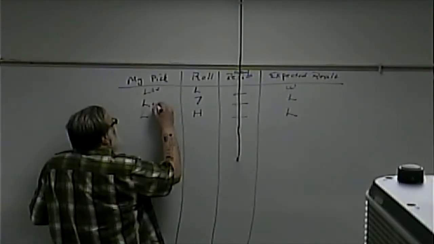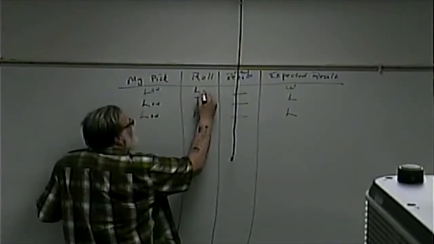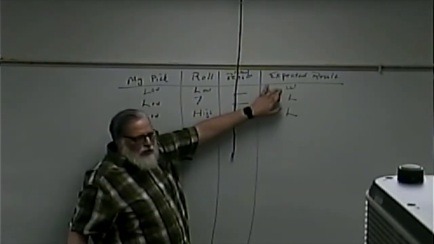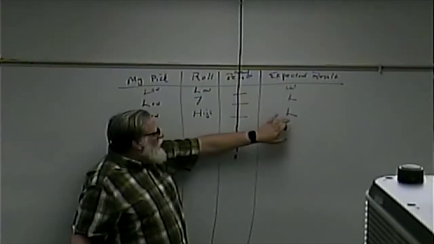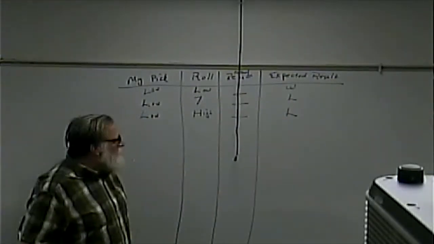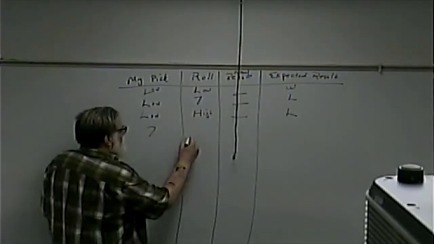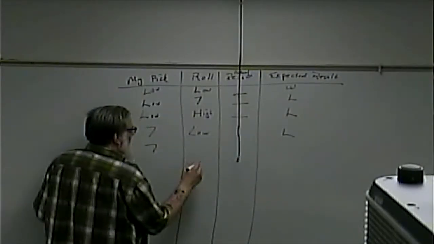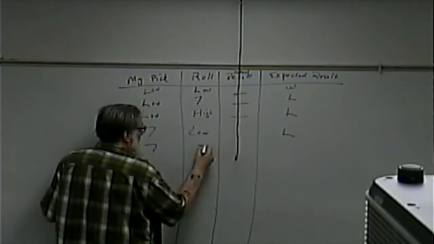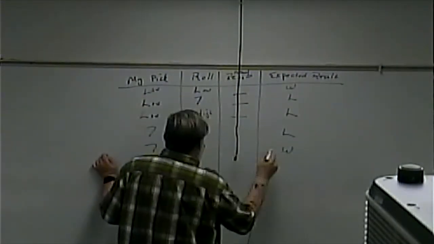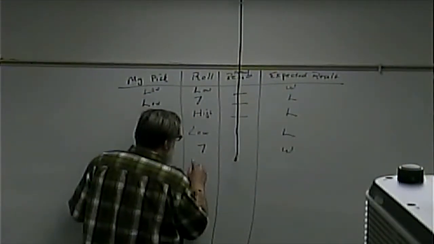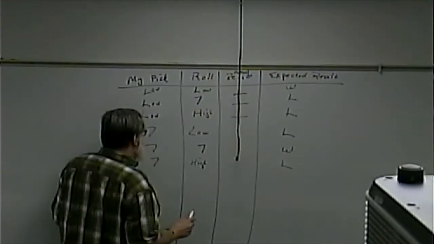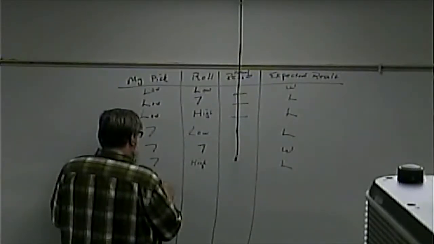If I pick low, I should only expect to win if I actually roll low. If I roll a 7 or roll a high, I should expect to lose. Now, if I pick a 7 and I roll a low, I'd expect to lose. If I pick a 7 and I roll a 7, I'd expect to win. If I pick 7 and roll a high, I'd expect to lose. Now, where did I come up with 27? This 9. Finally, high.